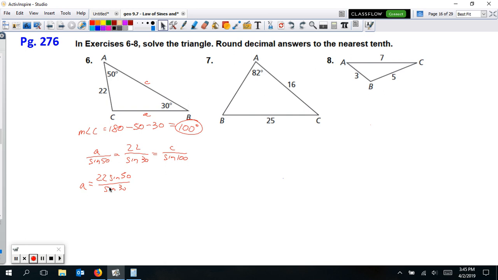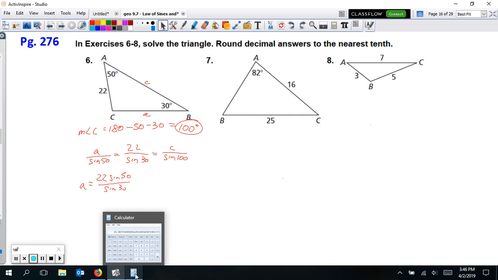So a is going to equal this fraction, because we can cross multiply with this. Since I just need to get a by itself, this is why I put the a on the top and not on the bottom, because now I can just multiply the sine of 50 times 22. So 22 times the sine of 50 on the top. You're multiplying both of these by the sine of 50, so sine of 50 goes up with 22. Now it's the sine of 50 times 22 over the sine of 30.